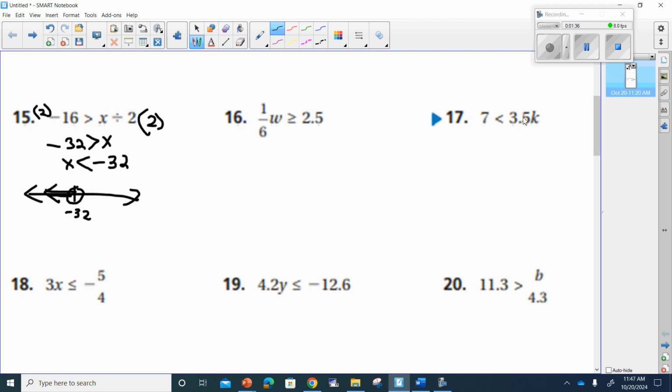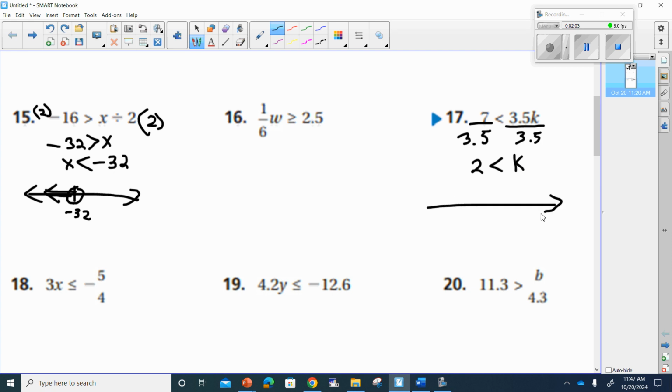Number 17 says I'm multiplying 3.5 to k. Remember, I'm trying to get k by itself. So the opposite of multiplying is going to be dividing by 3.5. Whatever I do to one side, I do to the other. And now 7 divided by 3.5 is 2. I didn't divide by a negative number, so I'm going to keep my arrow in that direction.